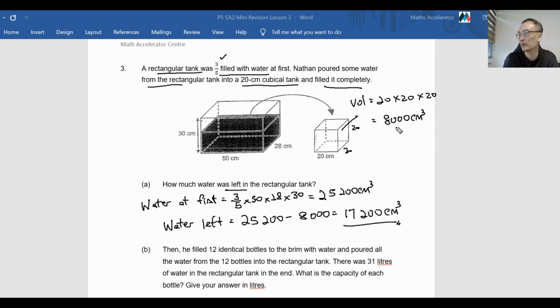In this case, you need to pour 8,000. After that, you have to find out how much water is left. So we have to carry out a subtraction, 25,200 minus the 8,000 that we pour into this cubical tank, and we arrive at 17,200 cubic centimeters. Okay, let's move on to the next part.